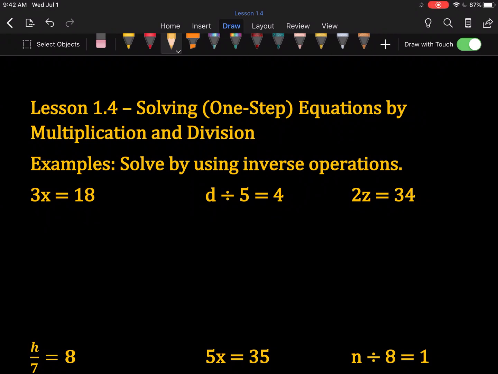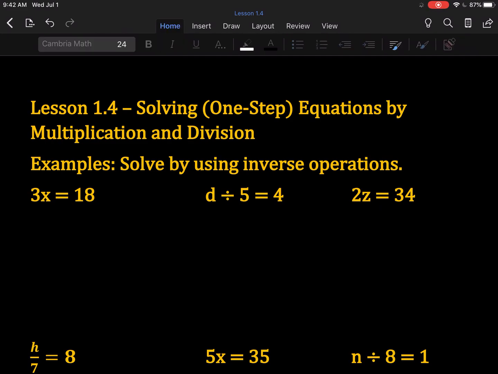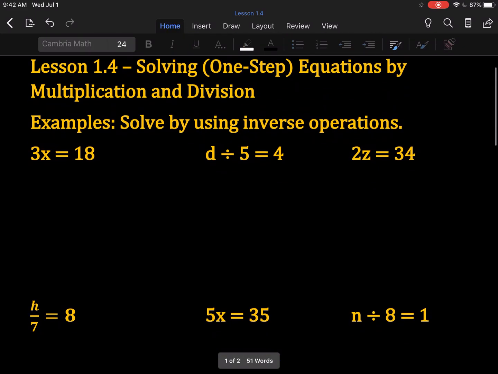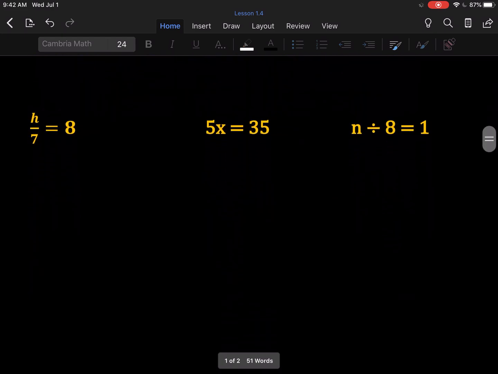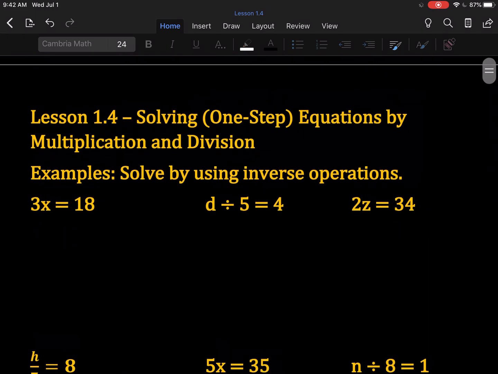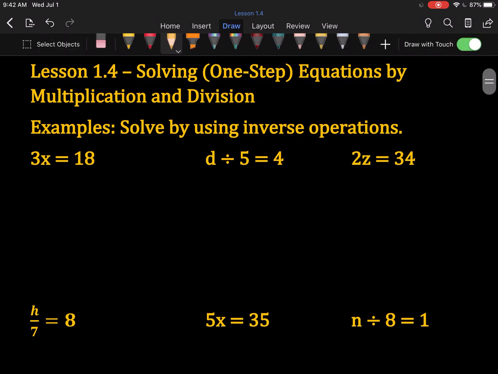Okay, so the next lesson would be solving one-step equations with multiplication and division. So we're going to be using inverse operations again, and I will remind you that multiplication and division are inverse operations. So I see 3x, that is multiplication, remember, letter, variable is multiplication. So the opposite of multiplying is dividing, so I'm going to divide both sides by 3. That'll tell me that x is 6.